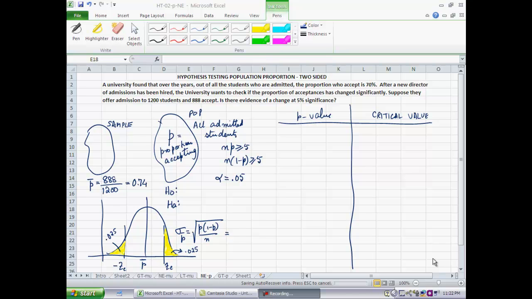First of all, the 5% significance, or alpha equal to 5%, means I'm willing to accept a 5% chance of making a type 1 error, that is, rejecting the null hypothesis when in fact it is true. So notice that the population here is the set of all admitted students to this particular university. The population parameter of interest here is P, the proportion of those admitted students who actually end up accepting.